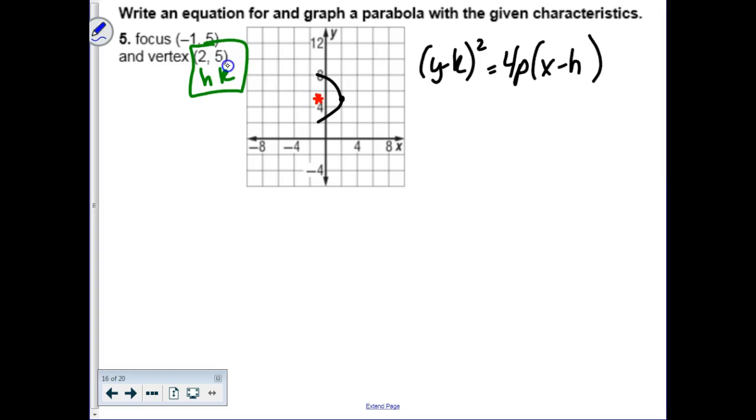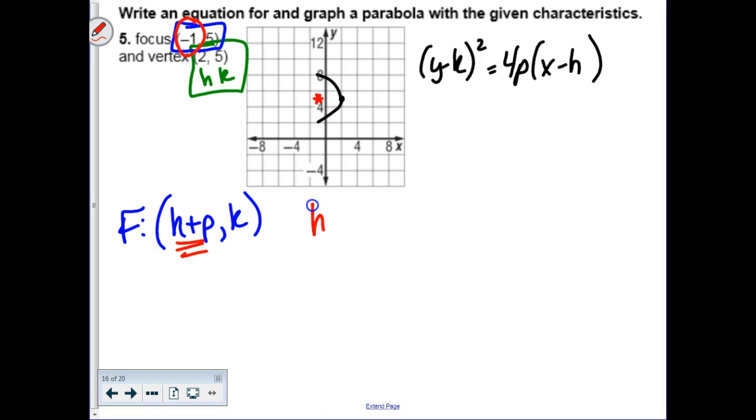I am not. So what I'm going to do is look at the focus formula for a sideways parabola. The focus formula for a sideways parabola says it is h plus p comma k. So this h plus p is supposed to be negative 1. So h plus p equals negative 1. However, back it up, you know h is 2. So subtracting 2 to the other side, you get p equals negative 3.